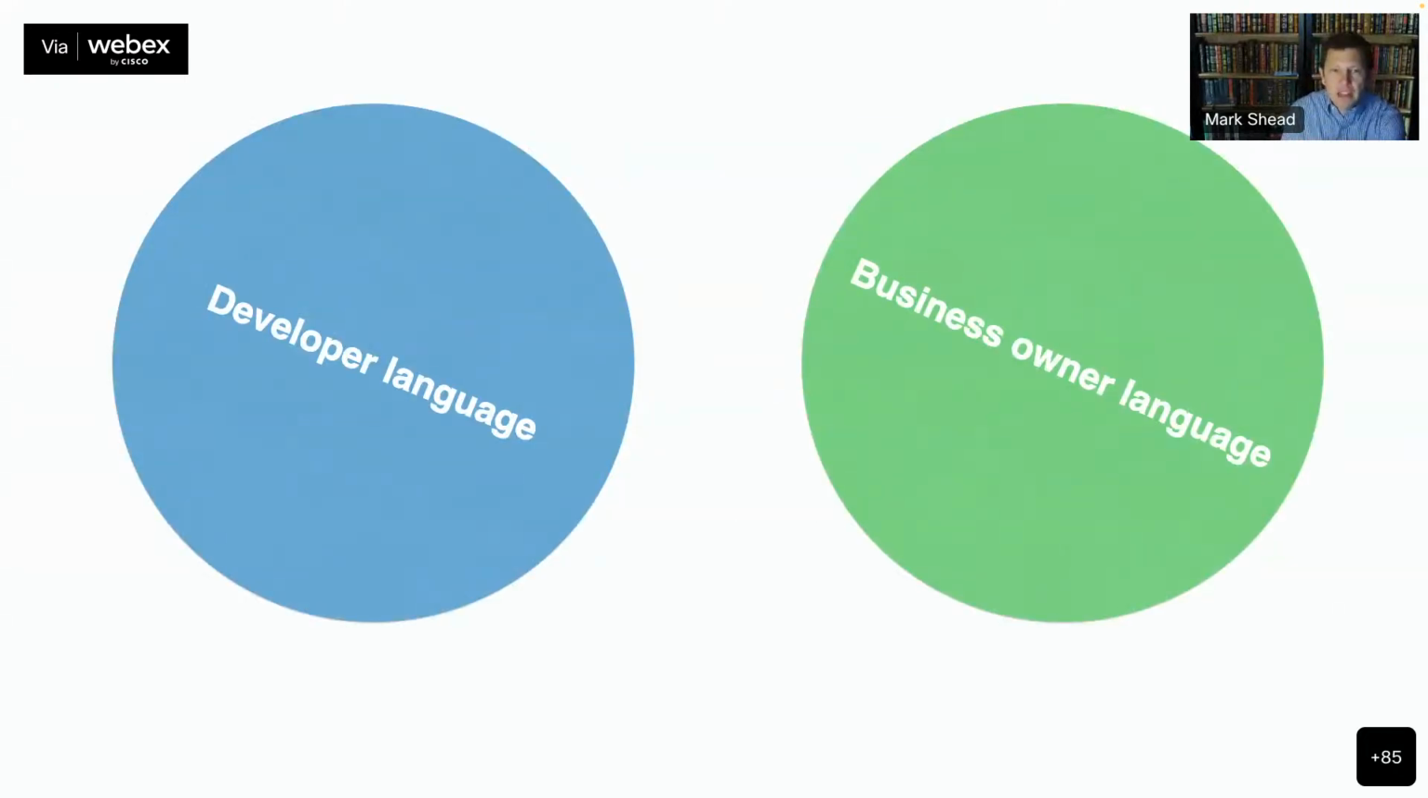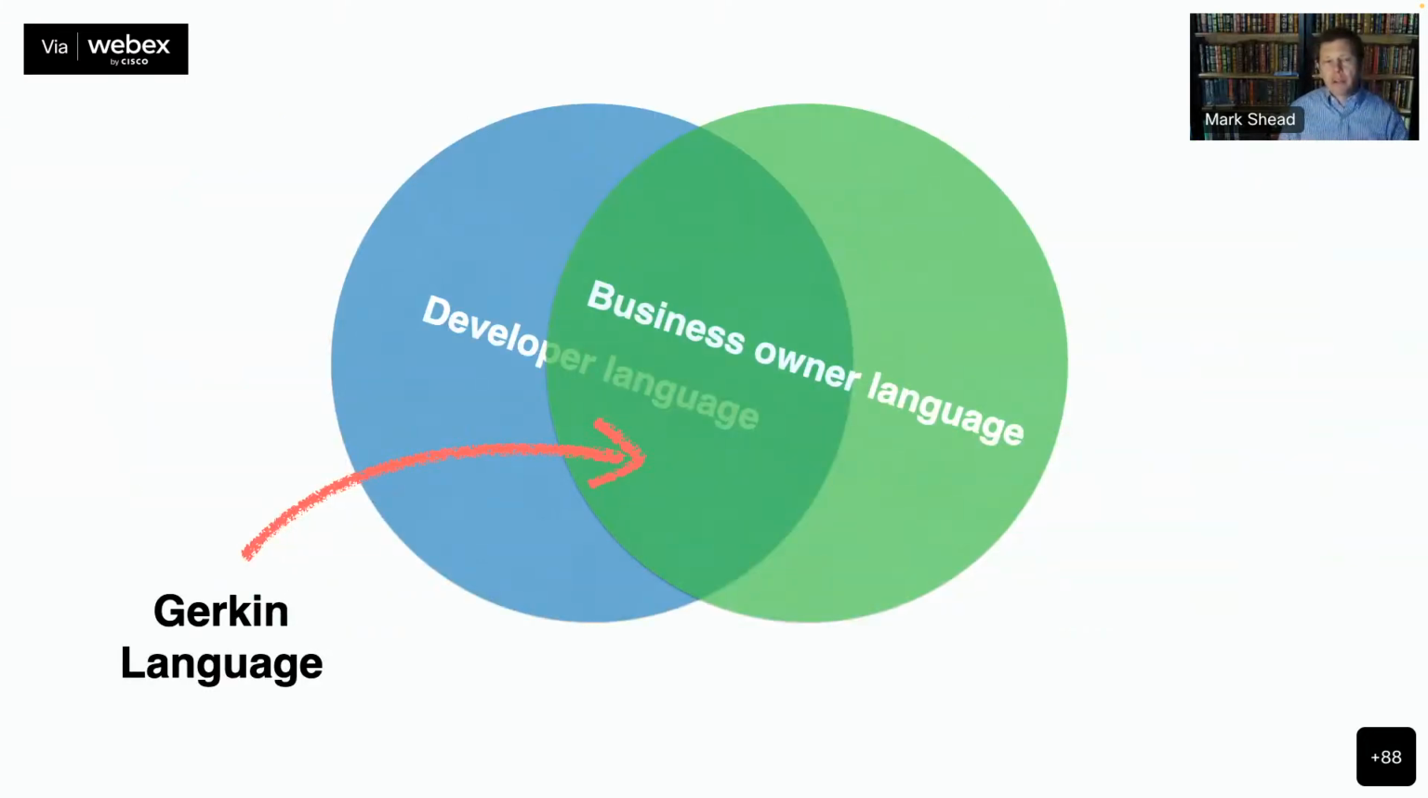A lot of times in development work, you have your business owner language, and then you've got your developer language. And sometimes those things are a little bit separate, maybe more separate than they should be, because the business talks about things one way and the developers talk about things another way. What Cucumber and the Gherkin language are trying to do is create an overlap, so that we've got the same language for talking about stuff, so we can be really efficient at defining how we want the system to work.